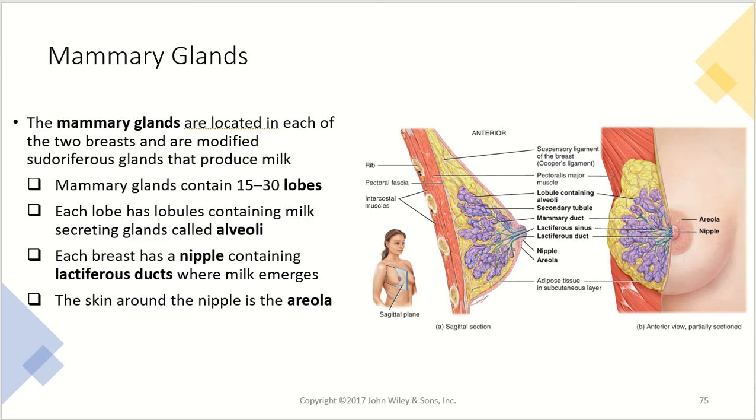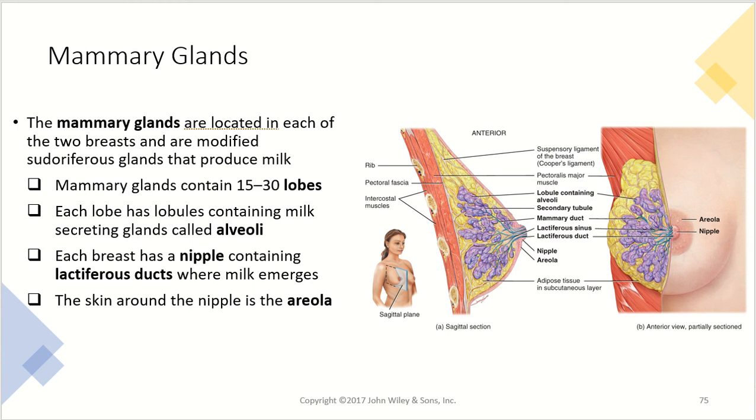Next, the last major part of the female reproductive system, of the female anatomy, is the mammary gland. There are two of these, and these are located in each of the two breasts. There are two mammary glands, one for each breast, and these are going to be modified sudoriferous glands that are responsible for producing milk. Mammary glands are going to contain between 15 and 30 lobes, and each lobe is going to contain lobules. And this is where you're going to have those milk-secreting glands called alveoli.